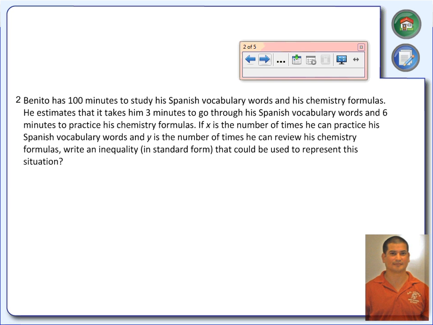Second one says that Medico has 100 minutes to study his Spanish vocabulary words and his chemistry formulas. He estimates that it's going to take him 3 minutes to go through his Spanish vocabulary words and 6 minutes to practice his chemistry formulas. If x represents the number of times he can practice his Spanish vocabulary words, and y is the number of times he can practice his chemistry formulas, they want us to write an inequality in standard form. Again, highlight that form, standard form, that we can use to represent this situation.